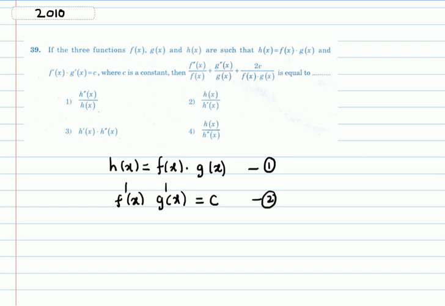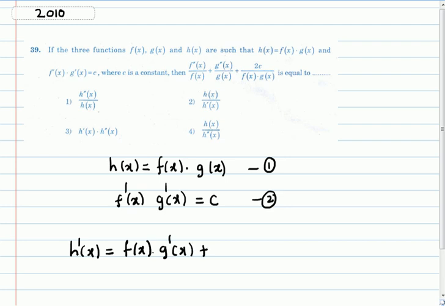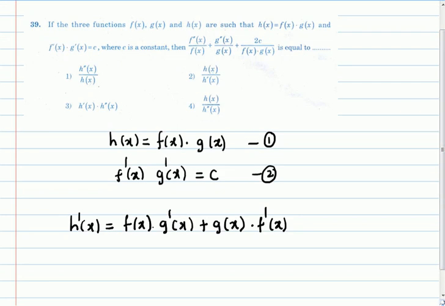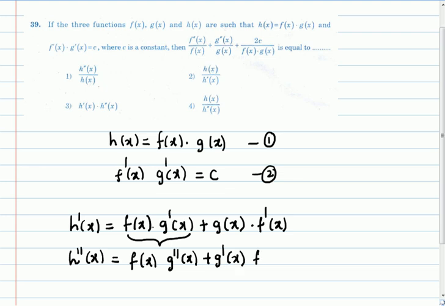So let me differentiate the first function. Therefore, h dash of x is equal to f of x into g dash of x plus g of x into f dash of x. This is the first differentiation. Again, if you differentiate this function, h double dash of x is equal to, you have to apply the product rule here. I'll keep f of x as it is, the derivative of g dash is g double dash of x, plus g dash of x as it is, and f of x is f dash of x. That becomes only the first part.